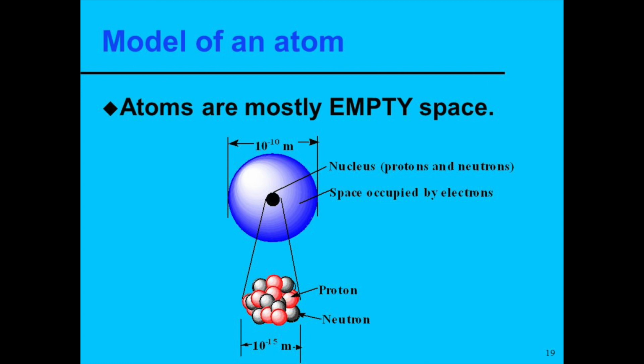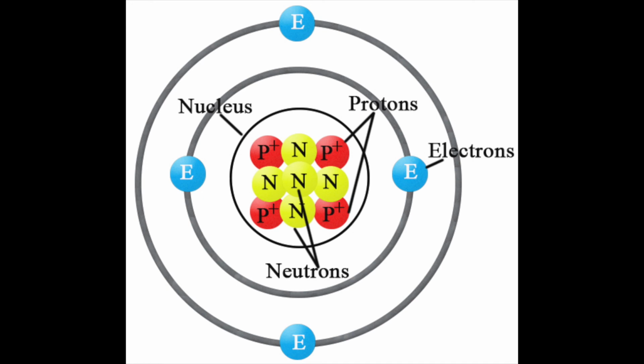Yet, almost all of the atom's mass is concentrated in this nucleus, which contains protons. Types of subatomic particles. The pieces of an atom, the particles of which an atom is composed, are called subatomic particles. Electrons and protons are subatomic particles.